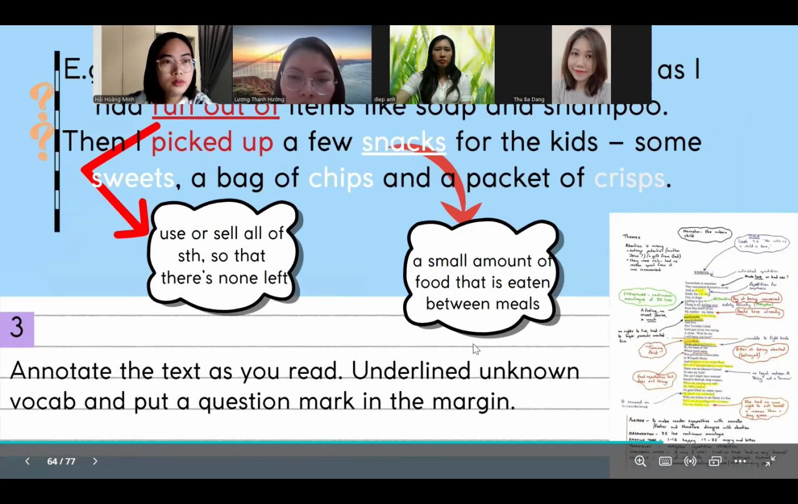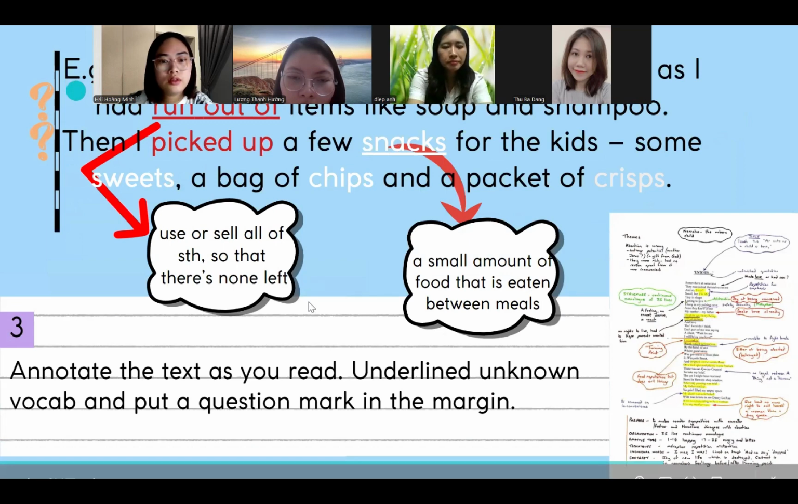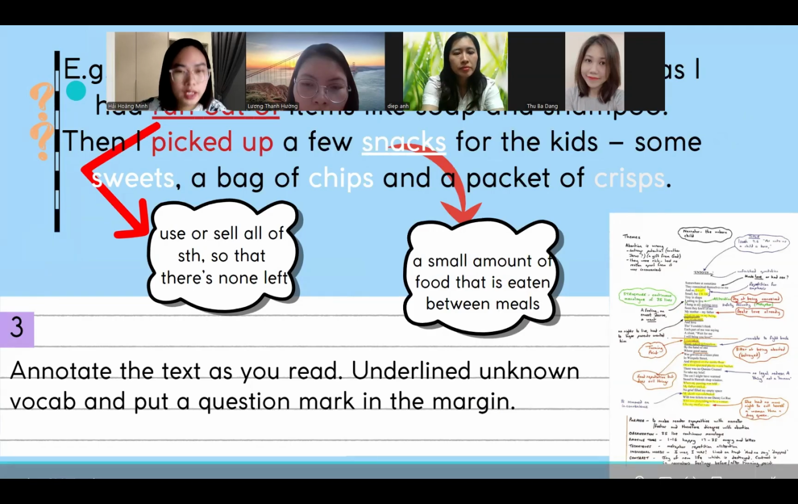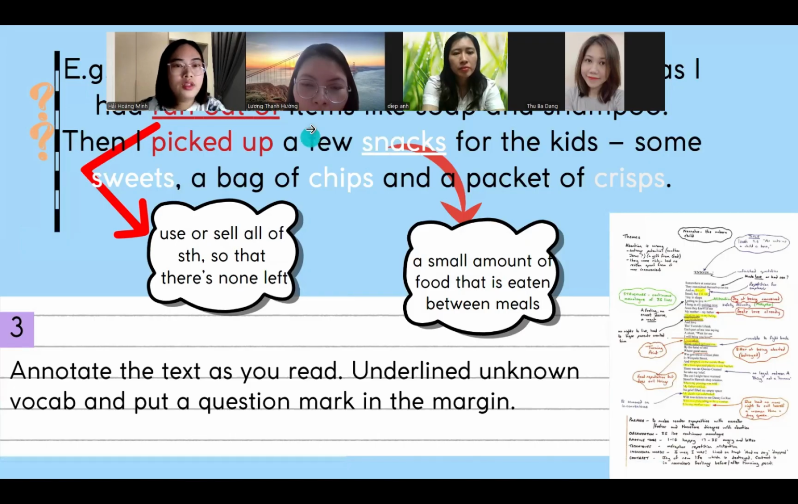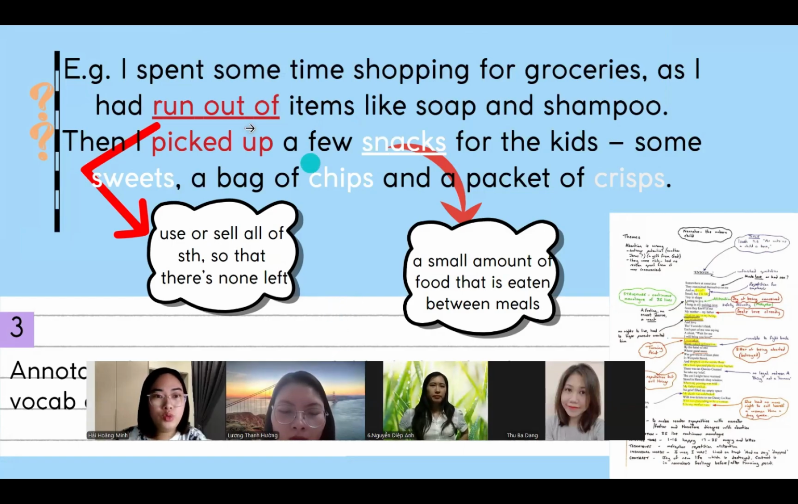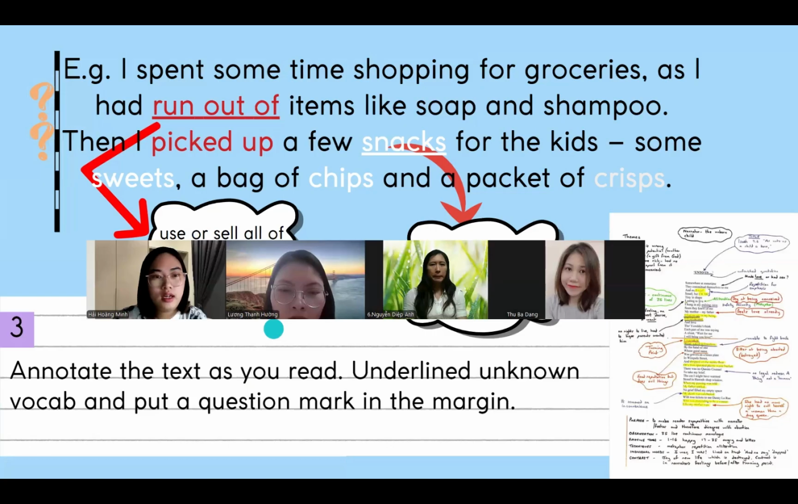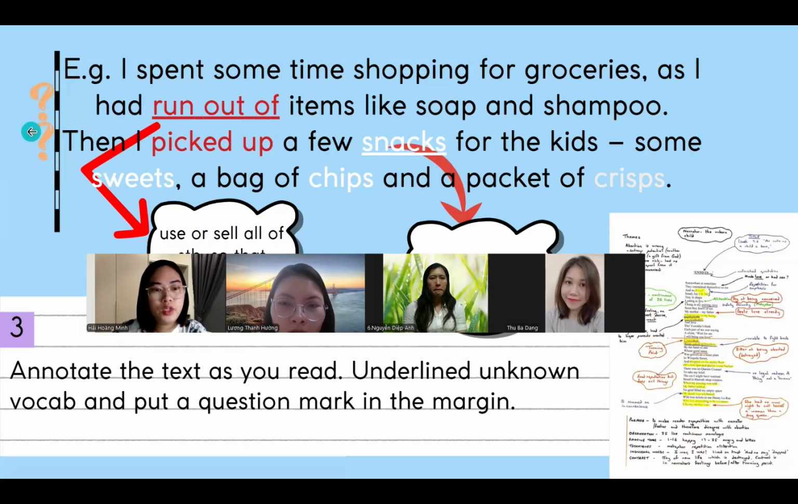So next one. Okay, step number 3: as you read, you can face some new words, new vocabulary. So try to annotate the text as you read. Underline the unknown vocab and put a question mark in the margins. In the end, you can turn back to the word and review it. You can see here, annotate the word run out of and its meaning, and underline the unknown word and put a question mark in the margin here. And you can easily review after you finish reading.